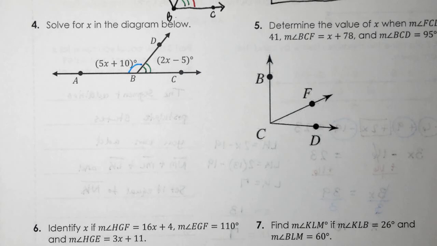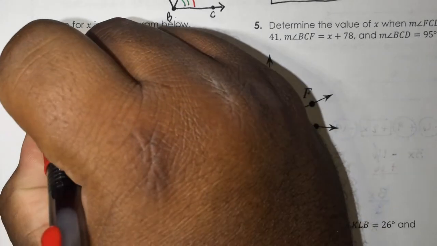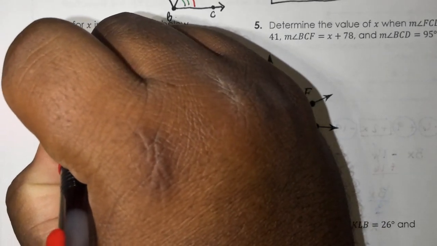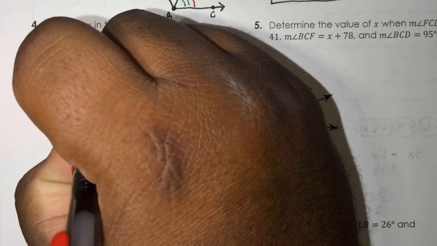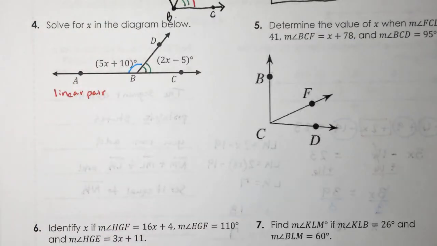That's right. They're a linear pair. So we should know how to write this equation, right? You should know how to write this equation and solve. Write the equation on that one and solve. This is angle addition postulate, but like I said, we've already handled this.